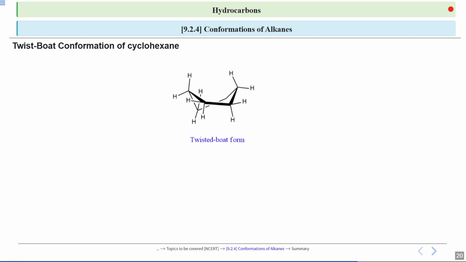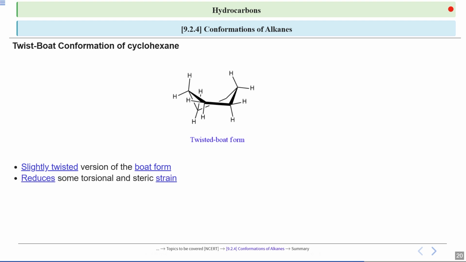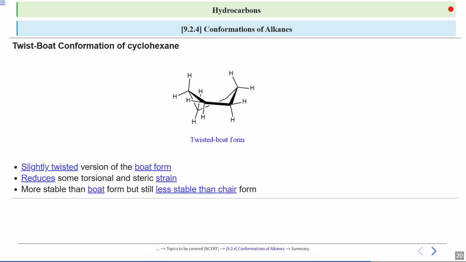So this is the representation for the twist boat form. For the cyclohexane, here the bonds are slightly twisted to create a boat form. This twist boat form reduces some torsional strain as well as steric strain. So rather than clashing head on, now we have twisted it in a way so that hydrogens are not clashing with each other, reducing the torsional strain and the steric strain as well. It is more stable than the boat form, but still less stable than the chair form.